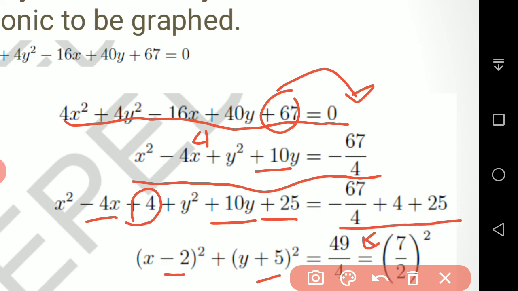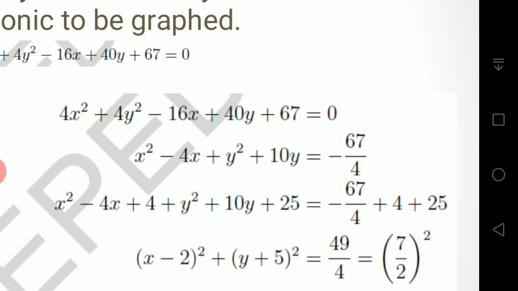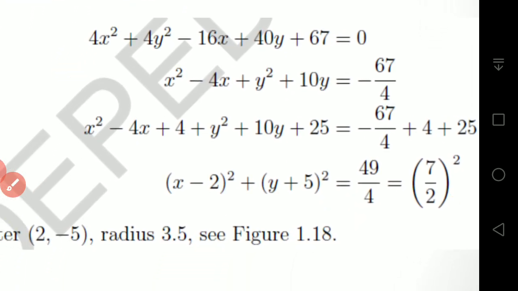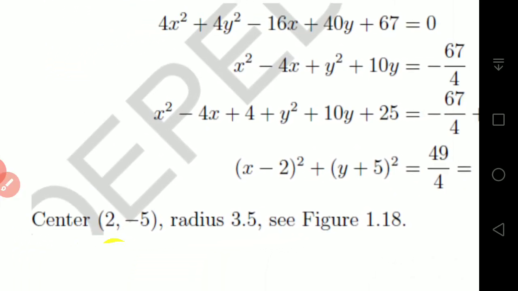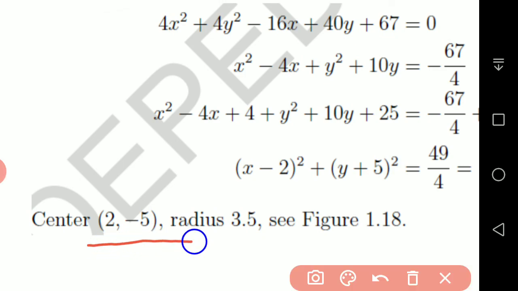We are already on our standard form. So that's it.